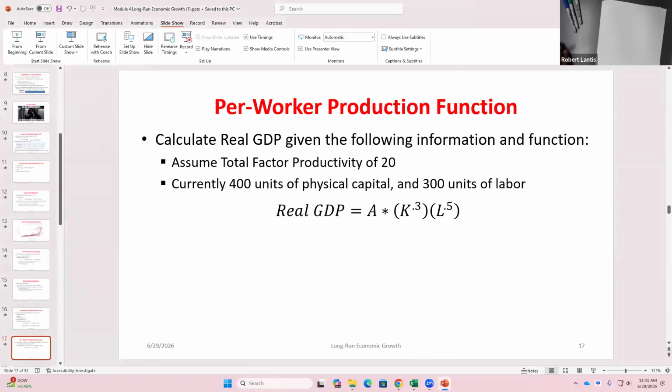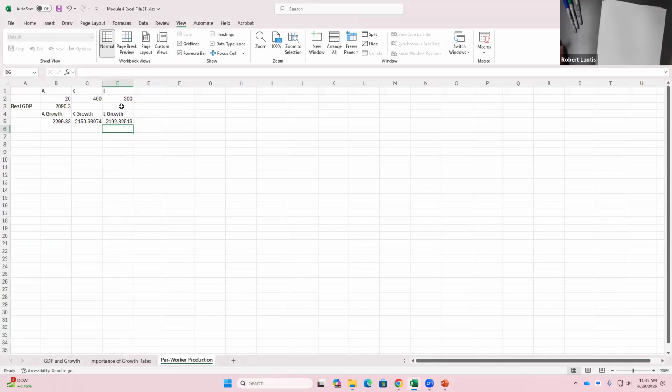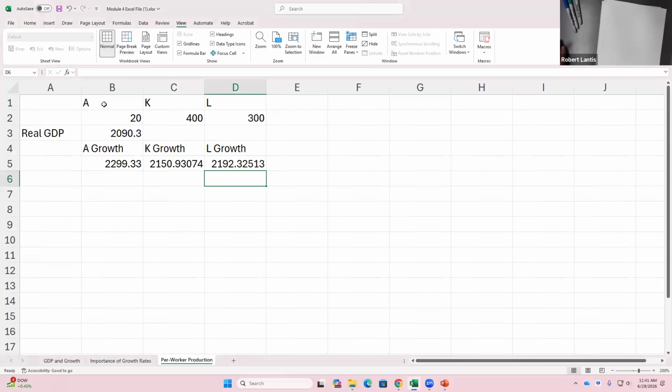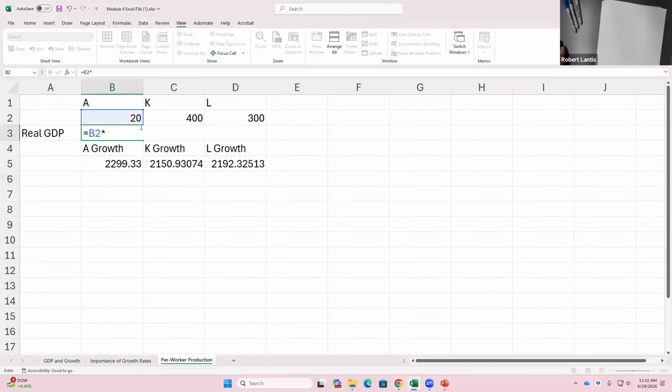So how would I do this? Right? If I'm looking at my per worker production function, I could have it set up like this. And for right now, we're just trying to calculate real GDP. So if my overall level of productivity is A, I'll take that value of 20. I would then multiply that by, and here I have to remind myself, it was 0.3 and 0.5 was the power we were using.